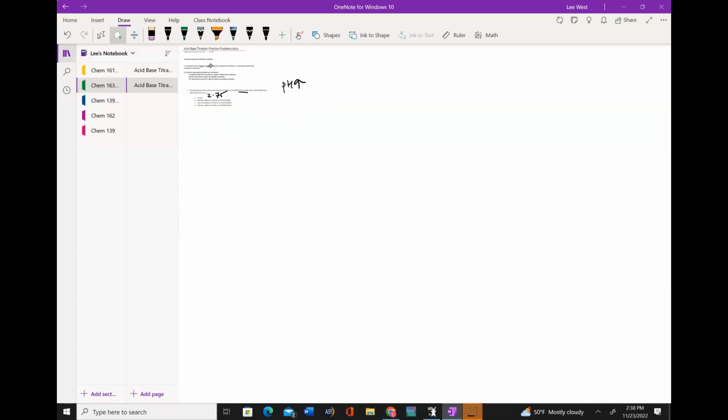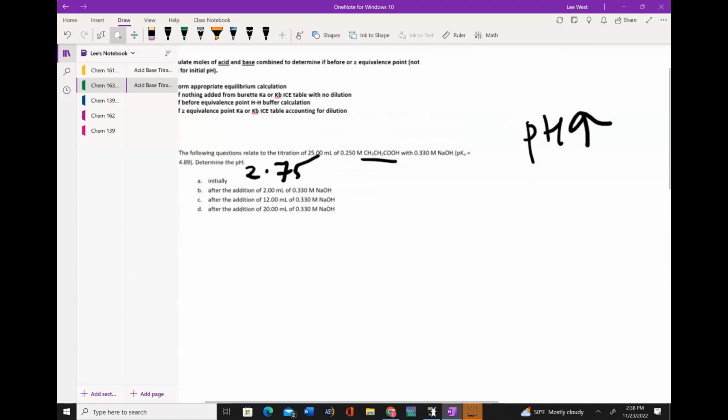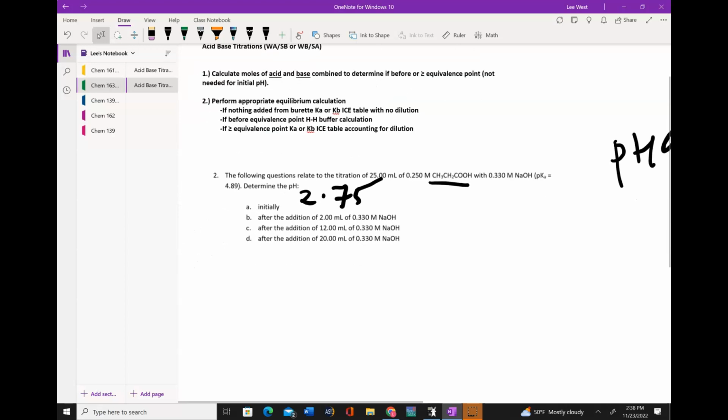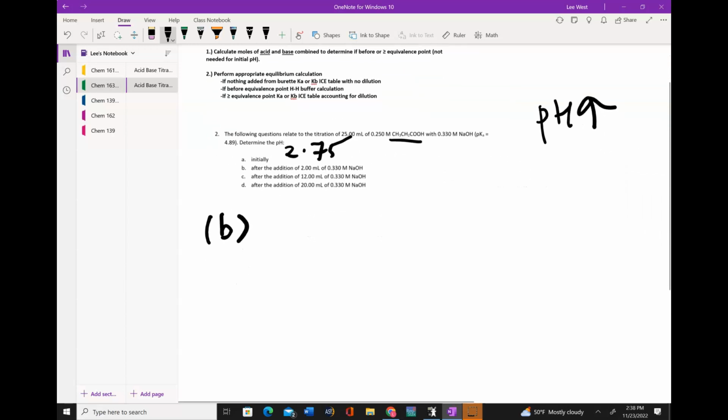I'm getting better at doing this. So I'm just going to assume that for part B, we're before the equivalence point. I think we probably are. Yeah, we definitely are. Okay, so the first thing I have to do is figure out how much of each of the components I'm combining.